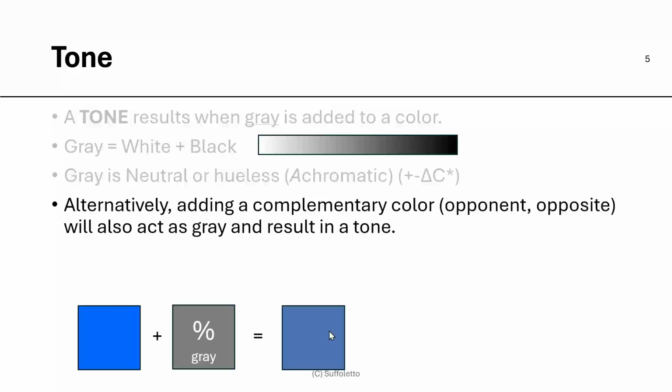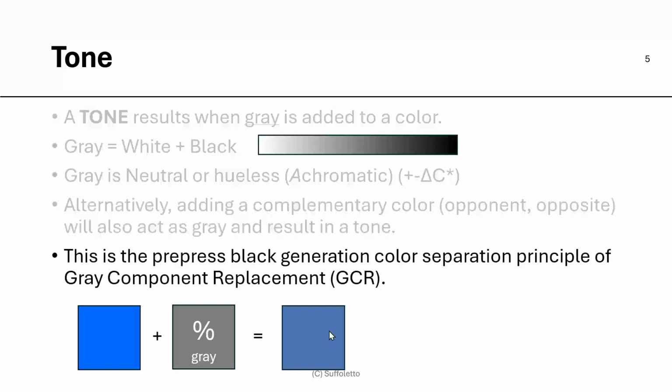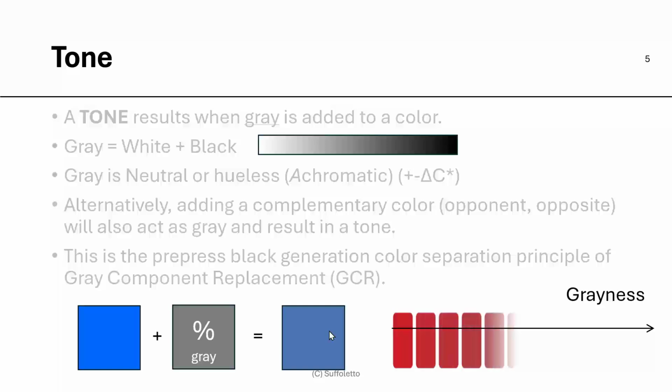Alternatively, adding a complementary color, an opposite color, an opponent color, will act as a gray and result in a tone. This is the prepress black generation color separation principle for gray component replacement, or GCR. Now let's look at a scale of grayness going from left to right, increasing in grayness.